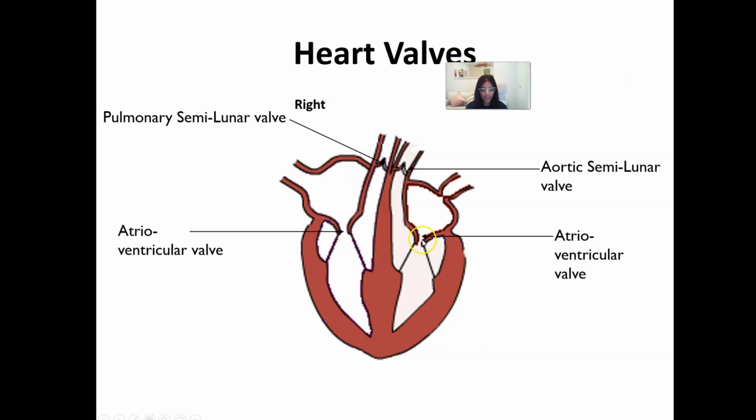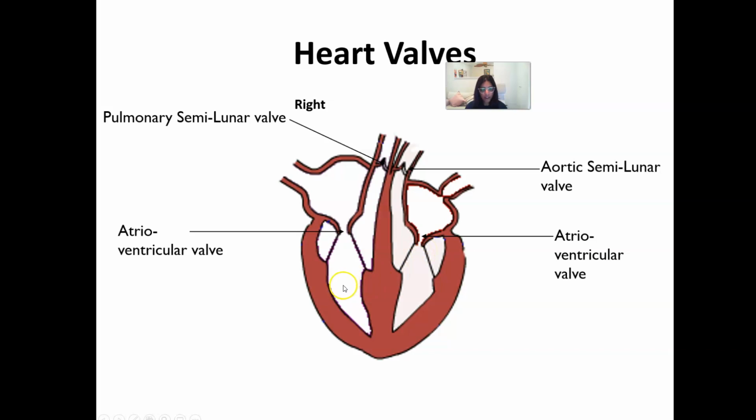And on the left-hand side, again, is between the atrium and the ventricle. So commonly known as the atrioventricular valve, but the proper name for that is the bicuspid valve. And the reason it's the bicuspid valve is because it has 2 folds.